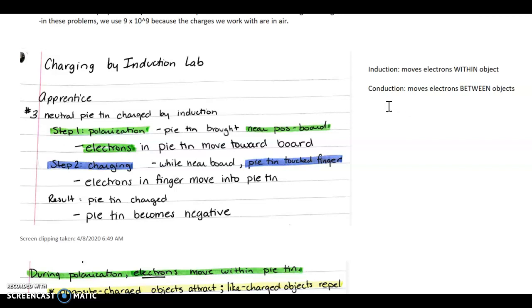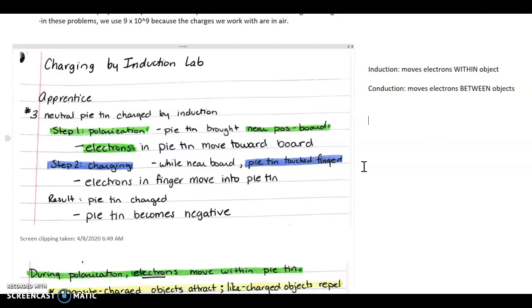So conduction then is when we did the actual touching of the thing, whether we touched it with a finger, as in the apprentice level, or we touched it with another pie tin or another item in the mastery level. That moved the electrons between the objects. So we were allowing the electrons to either escape or go into the object.